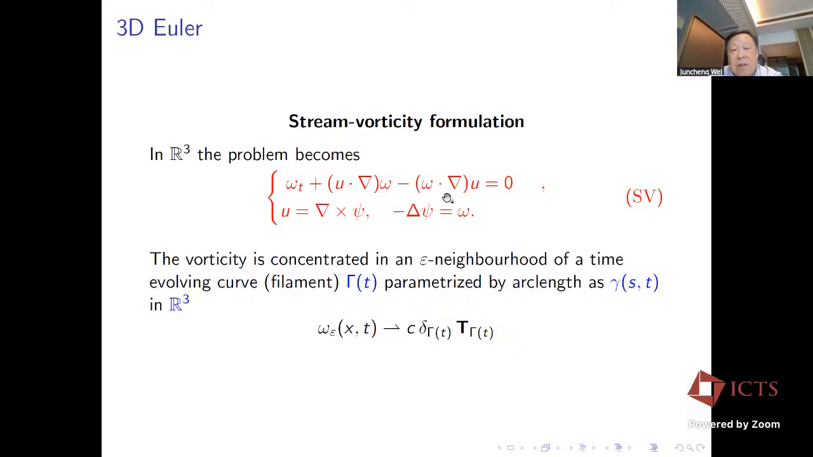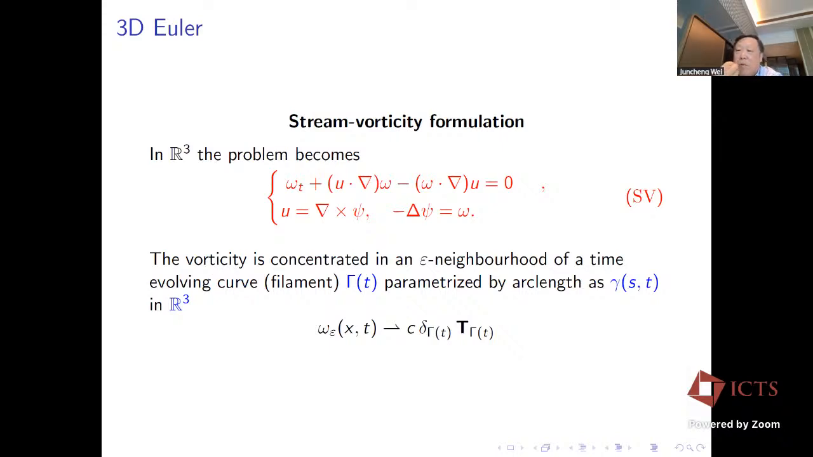Now the problem is that this is a transport equation, but this one is a stretching term. In the 2D Euler, you don't have this term, but in 3D Euler, you have this term, and we have to deal with it. And we have minus Laplace psi equals omega, and u is the velocity.